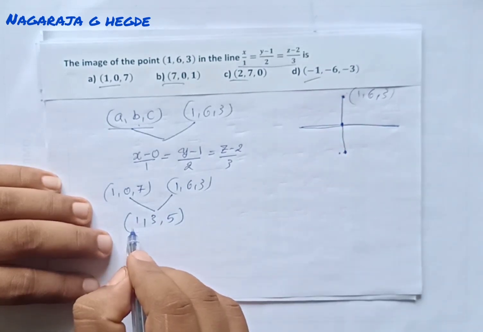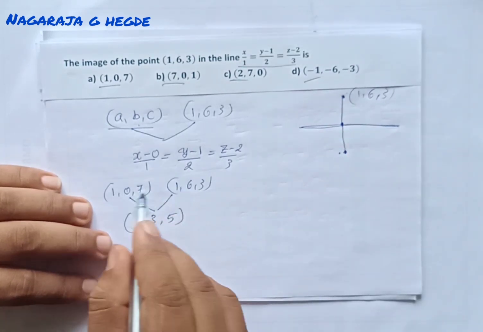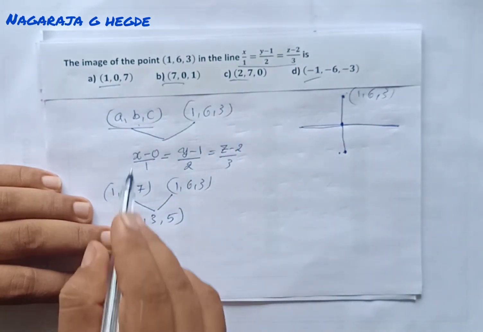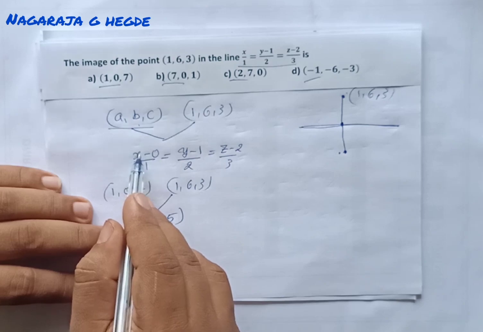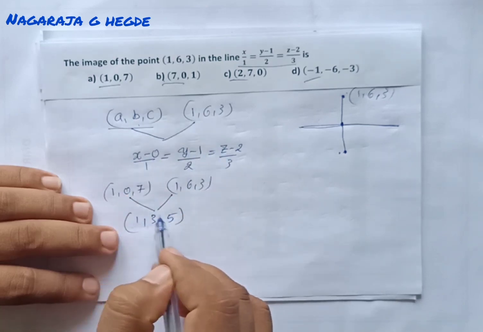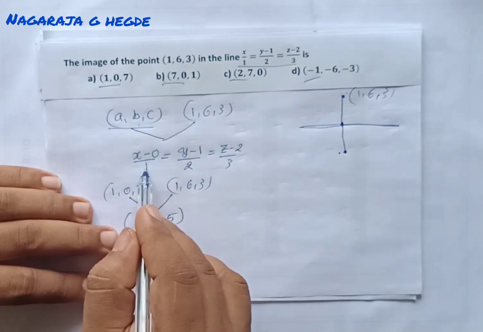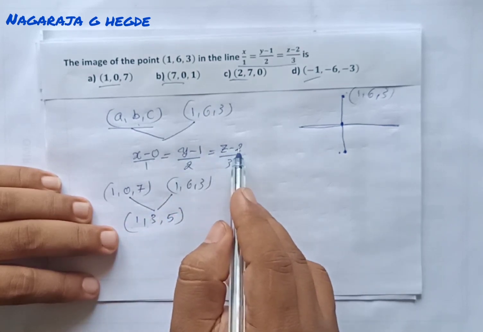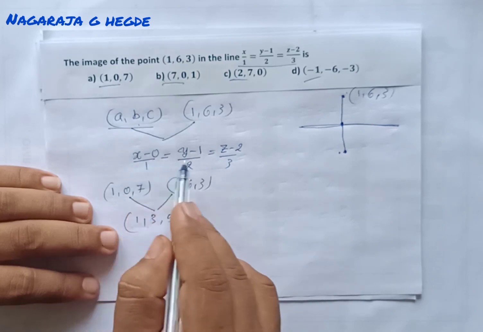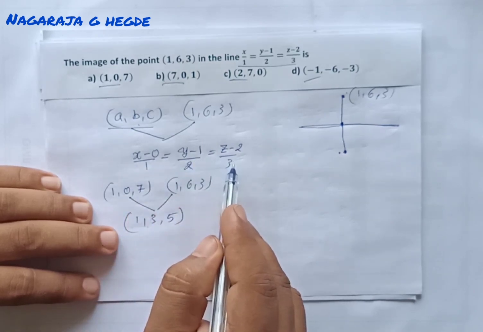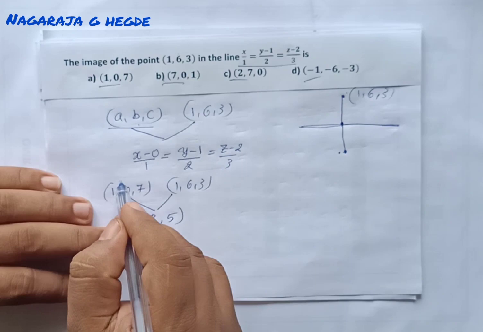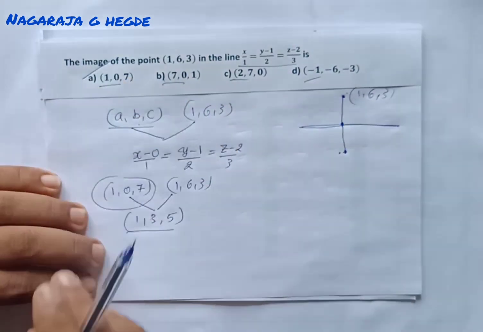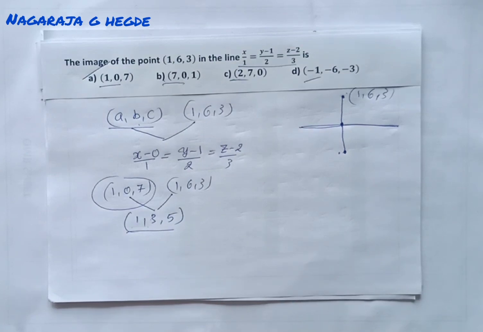If this is the midpoint of these two and this is the image of (1, 6, 3), then this point satisfies this equation. In place of x, y, z, we are going to substitute (1, 3, 5). 1 minus 0, 1, 1 by 1, 1. 3 minus 1, 2, 2 by 2, 1. 5 minus 2, 3, 3 by 3, 1. So we are getting 1 equal to 1 equal to 1. That means this point satisfies. So directly we can say, without going for the A, B, C, D options, that A is the answer. Now check for B and C or D.